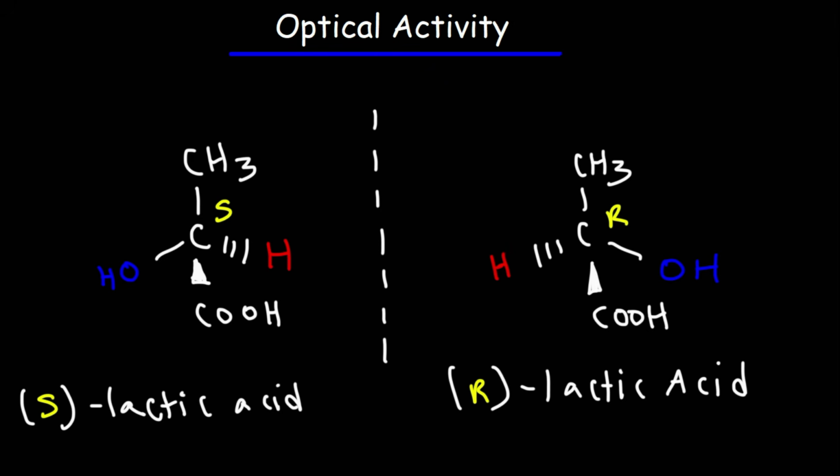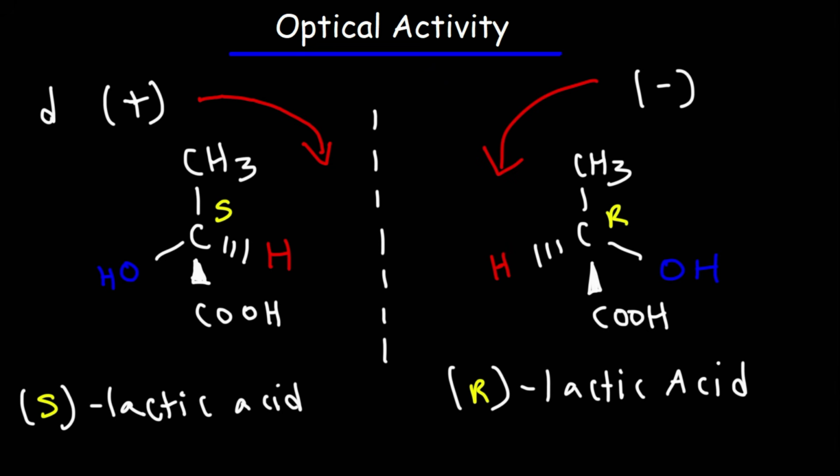It turns out that the S isomer rotates light towards the right, and the R isomer rotates plane polarized light towards the left. Now, when it rotates light towards the right, there's a positive sign associated with that. When it rotates light towards the left, there's a negative sign associated with that. So this is known as the D isomer. The D standing for dextrorotatory. The prefix dextro tells us that it's rotating light towards the right.